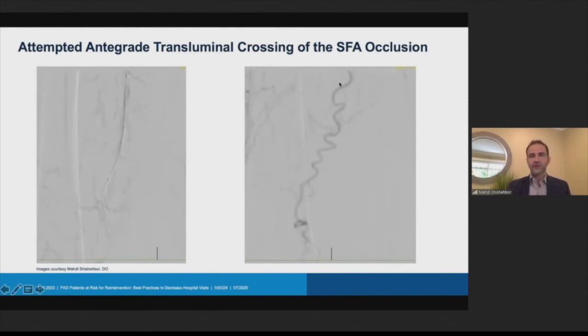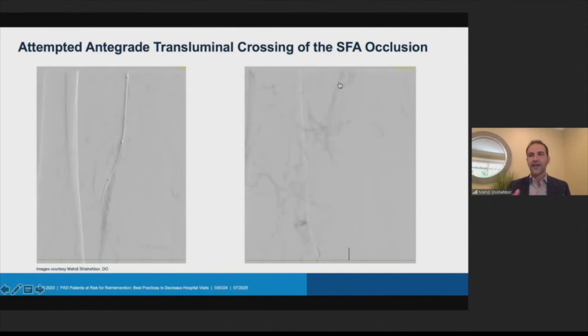So we try to cross these, as with many of the total long SFA lesions, in an antegrade fashion. Here I have a Navicross, and that looks like a Glidewire Gold, but we probably started with a stiff angled Glidewire and a Navicross, and we try to cross the lesion, and we are in the subintimal space.